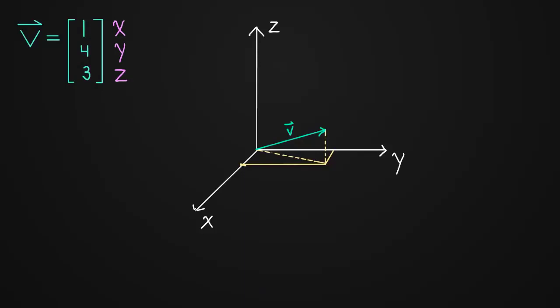Oh, one thing real quick. If you've never seen three-dimensional axes before, let me just explain why they look the way they do. It's as if our whole life, when we've been looking at the xy plane, we've been looking straight down the z-axis. Straight down the z-axis.